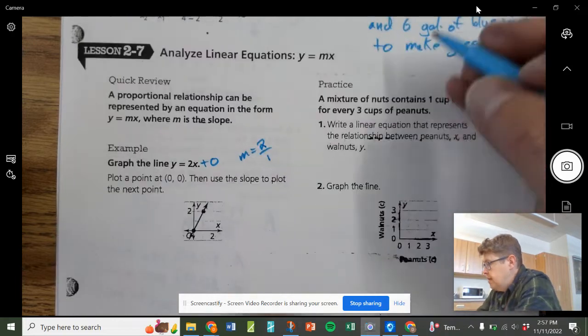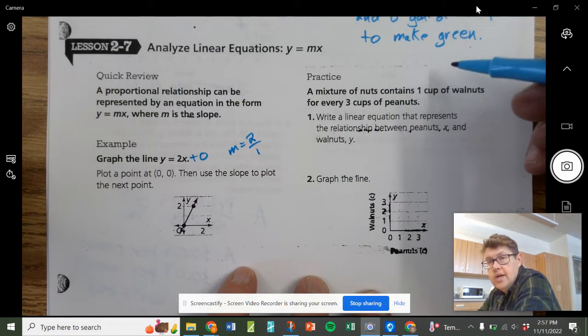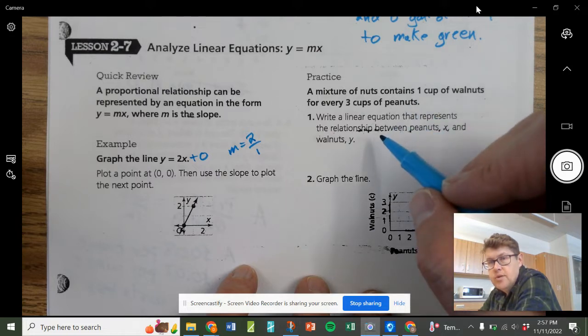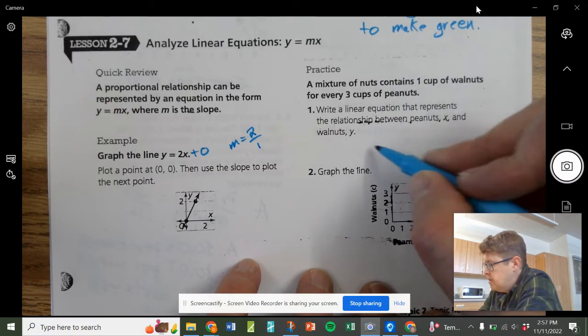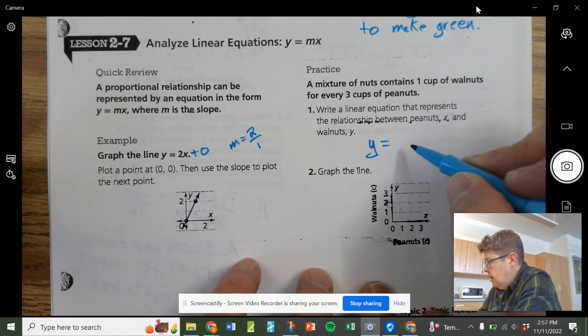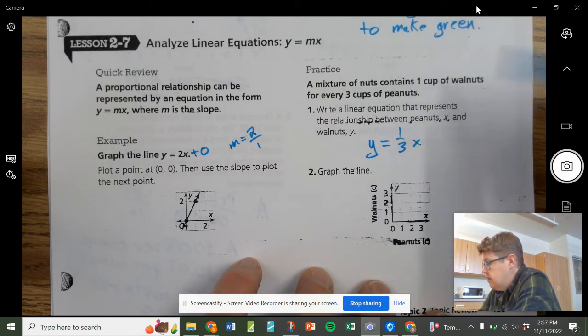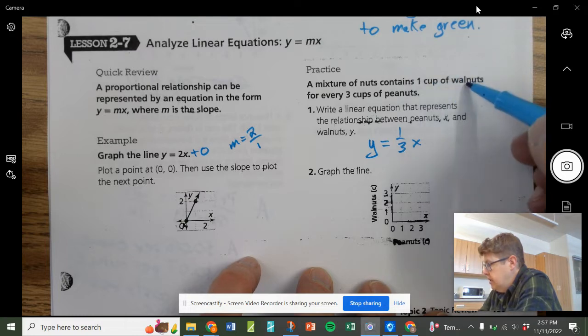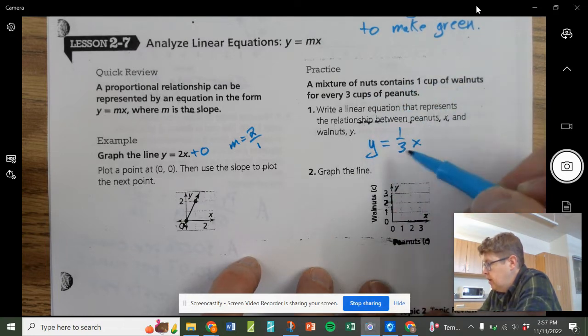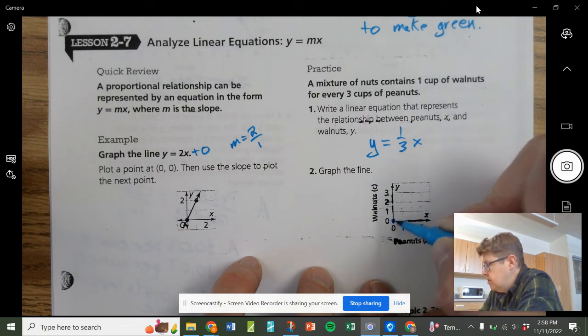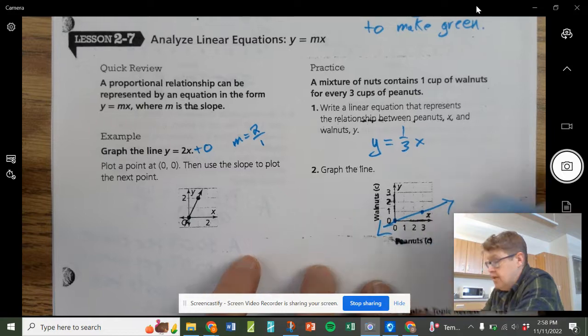Okay, we'll do the same thing here. Mixture of nuts contains 1 cup of walnuts for every 3 cups of peanuts. Write a linear equation that represents the relationship between peanuts, x, and walnuts, y. So this is going to be y is our walnuts, and it's 1/3 x, right? Because it's the rise of walnuts, because that's our y, over the run of peanuts, which is our x. So plot a point at 0, 0, and then we go up 1, right 3, and then that's our line.